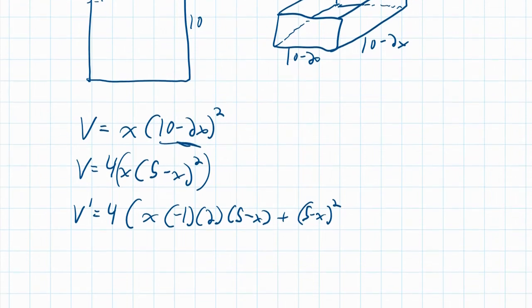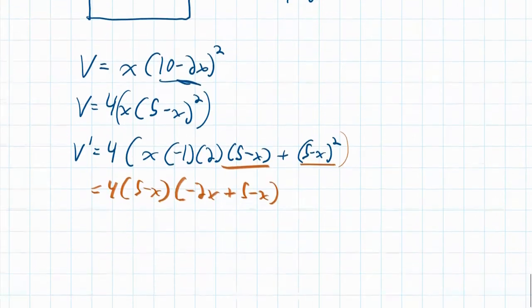Oh, you know what I kind of did before a little bit? We'll let this go for a minute, then I want to show you something. Let's take the 5 minus x out. So I get a 4 times a 5 minus x, because there's one here, and then I'm left with a negative 2x plus 5 minus x. So if I have that, then I get a 5 minus x, and then a negative 3x plus 5.